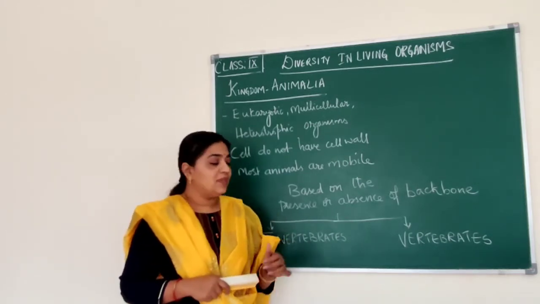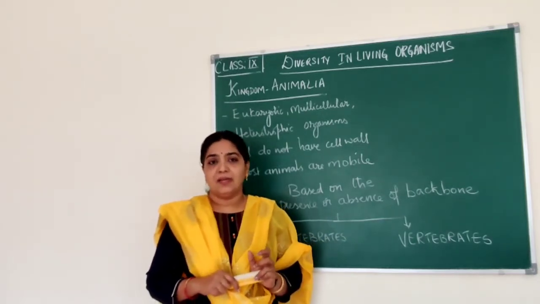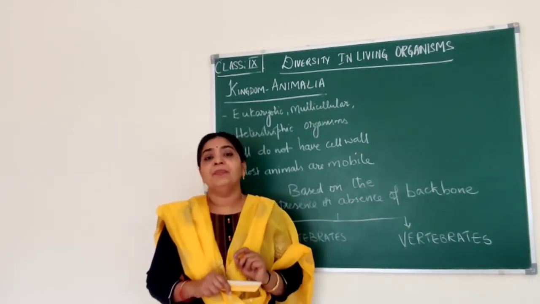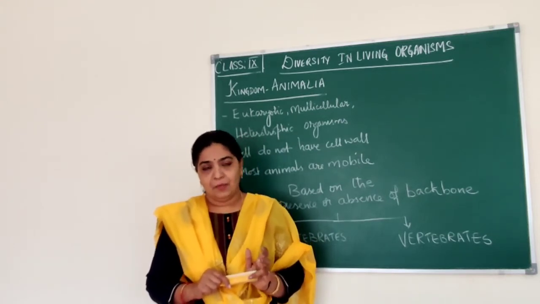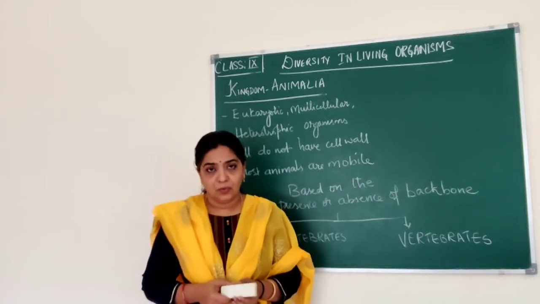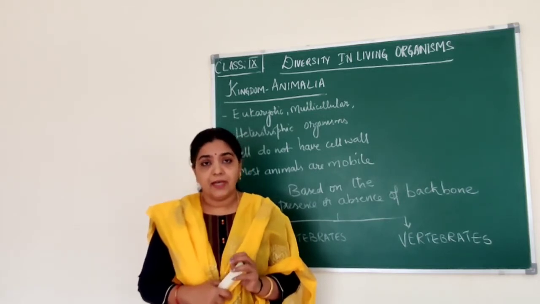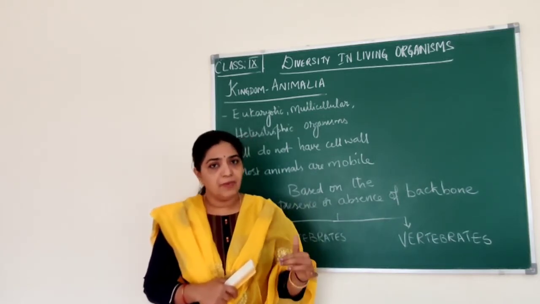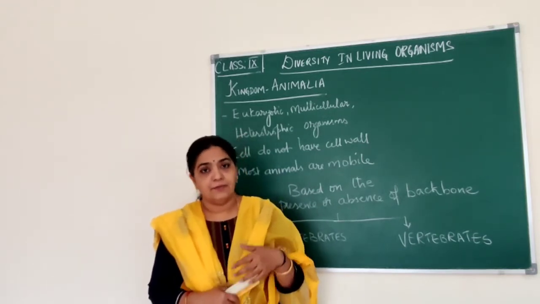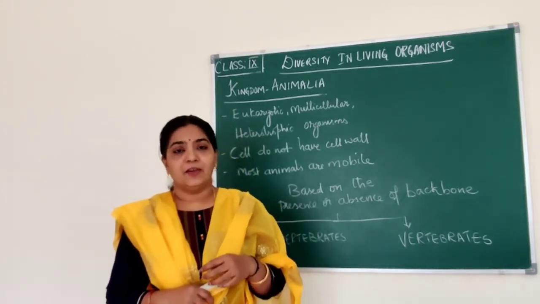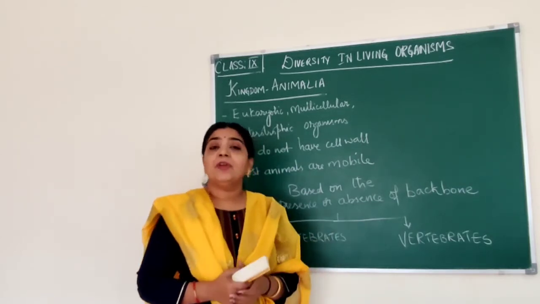Now we will be learning about the invertebrates and the vertebrates, and one more group I told you, that is protochordates. Now what are invertebrates? We know very well, invertebrates are the organisms which do not have a backbone. Under the invertebrate group, we have around 8 phyla. We will be learning their characteristics and examples. Phyla is plural, phylum is singular. So there are 8 phyla in invertebrates, and coming to vertebrates.